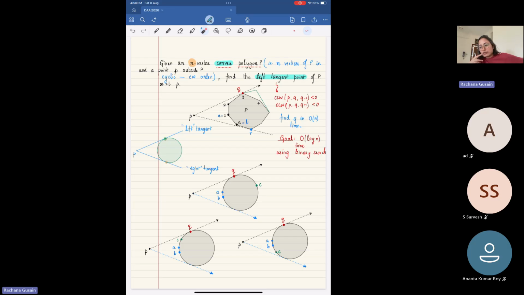It's again very simple. Just look at the neighbor of C. This is C. Look at C plus 1 and look at their orientation: P, C, and C plus 1. You will be able to see that if C is in the outer region, then the CCW test will return you a positive or a negative value, whereas if C is in the inner region, then P, C, C plus 1 will return you a value of different sign.